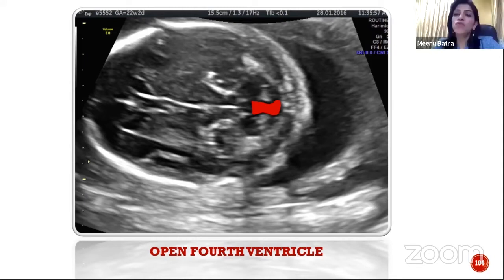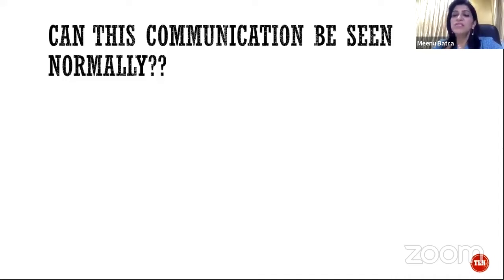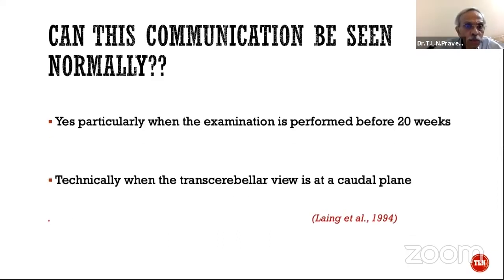Yeah. So before we go for further evaluation, Praveen, can we see this normally as well? Or is it always that there will be an abnormality? No, it all depends on when you are scanning the patient. If you are scanning her very early, let us say about 18 or 19 weeks, you can still expect that there can be some amount of communication between the fourth ventricle and the cisterna magna. Another important aspect which we all have to keep in mind very clearly is the technical aspect.